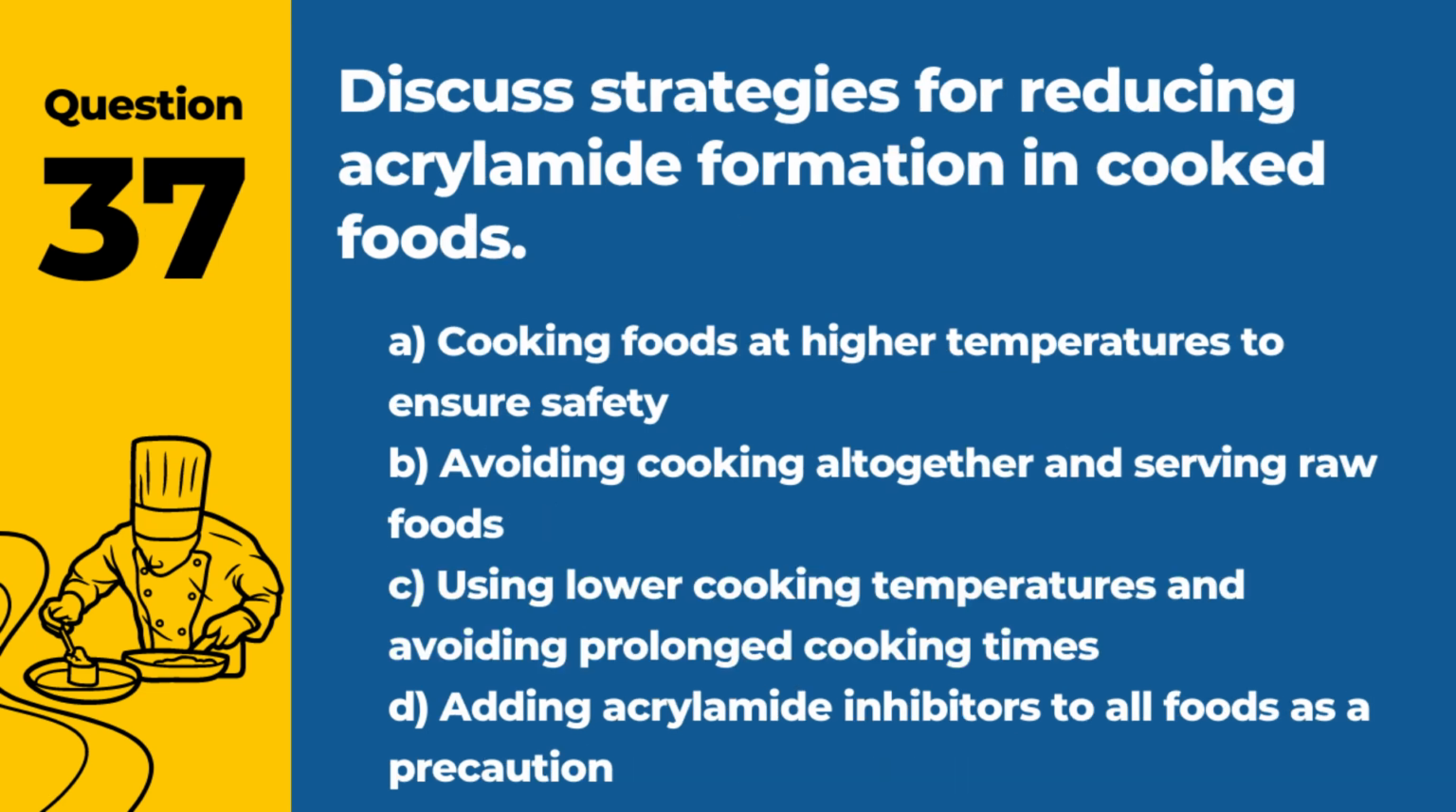Question 37. Discuss strategies for reducing acrylamide formation in cooked foods. A. Cooking foods at higher temperatures to ensure safety. B. Avoiding cooking altogether and serving raw foods. C. Using lower cooking temperatures and avoiding prolonged cooking times. D. Adding acrylamide inhibitors to all foods as a precaution.